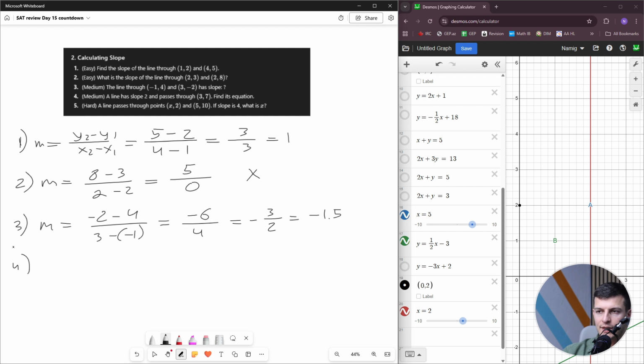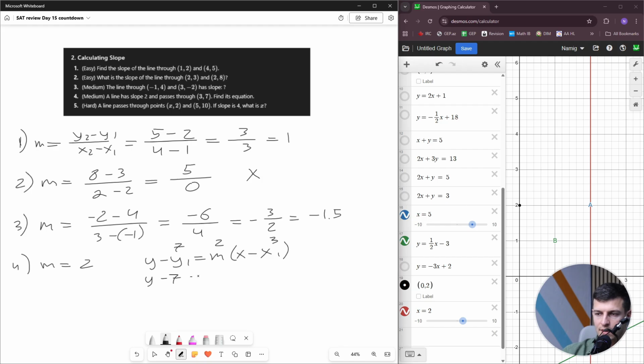A line has a slope, we're talking about question 4 now. A line has slope 2 and passes through 3, 7. Find its equation. Okay, we know the slope, m is 2. And we know it passes through 3, 7. So we can use the point-slope form: y minus y1 equals m times x minus x1. So y1 is going to be our y value, x1 is going to be our x value, and m is 2. All we have to do is just do the algebra now.